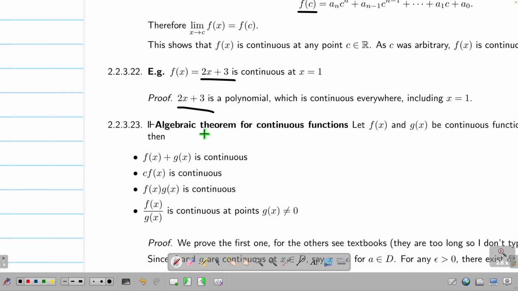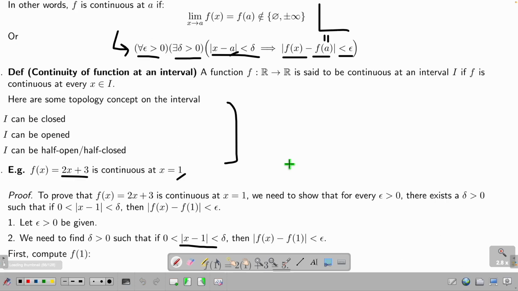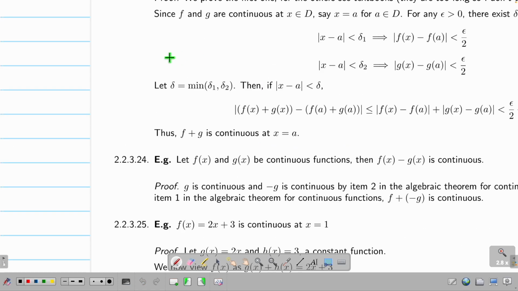Continuous basically means the limit is f(x). Then we also have this again. If f(x) is continuous and g(x) is continuous, of course, they are continuous. And then if I multiply by a constant, it's also continuous. And if I multiply them, it's also continuous. The division is also continuous, given that this guy is not 0. And how do you prove this? Big sentence, again no technical detail.